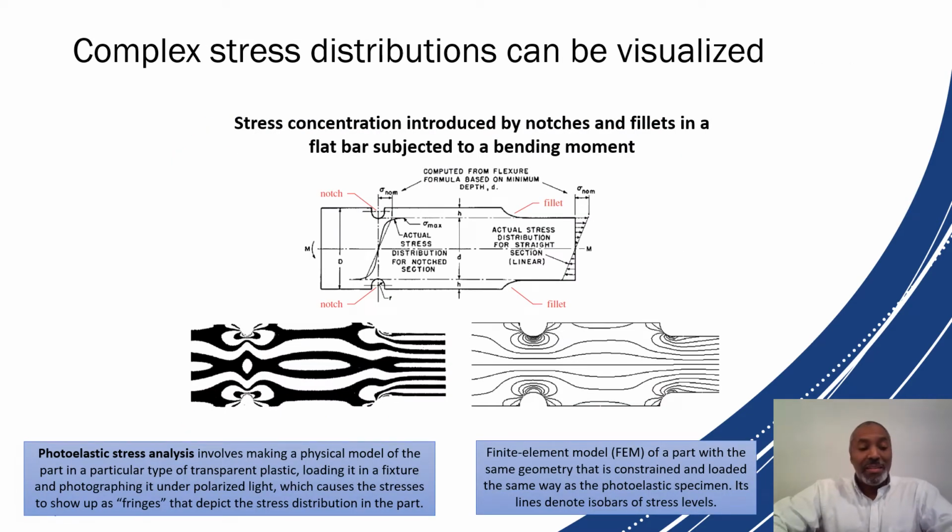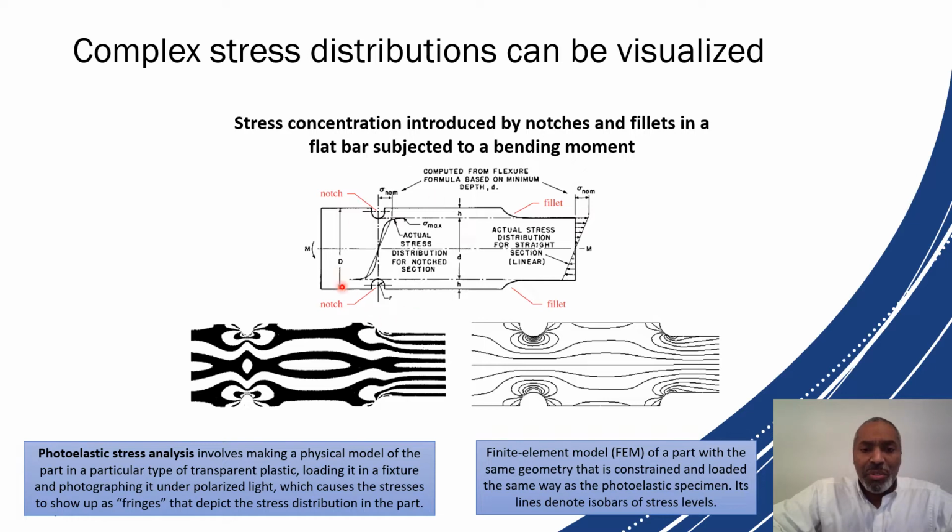It's an interesting thing to note that you can actually visualize stress concentrations. You can do it using experimental methods, and you can also do it using FEA methods. Here we're showing the stress concentration introduced by notches and fillets in a flat bar subjected to a bending moment. As you can see here, we've got a moment M. This is the nominal distribution of that bending stress, which varies linearly from bottom to top. It's the highest at the outermost fibers, but you see here, these outermost fibers are actually inset from the outermost fiber of the entire shaft or beam due to this fillet.